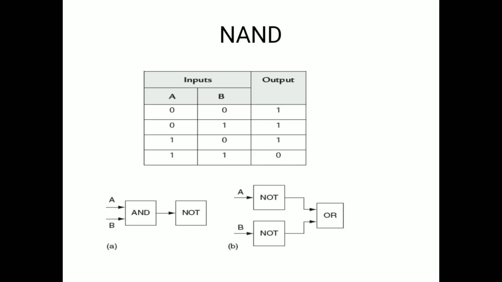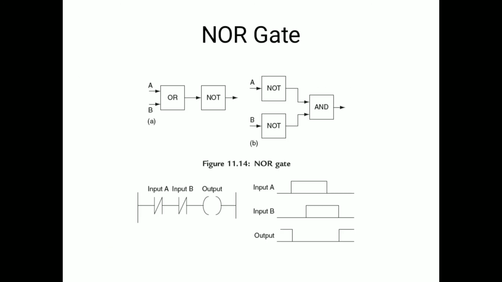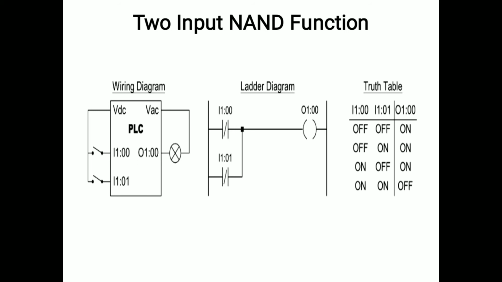Now suppose we want to do PLC programming using a NAND gate. We know a NAND gate is a combination of AND and NOT gate. The output of a NAND gate will be 1 if any input is 0 or both inputs are 0, and it will be 0 when both the inputs are on. So it works opposite to the AND gate. To represent the NAND gate, we use this logic for PLC.